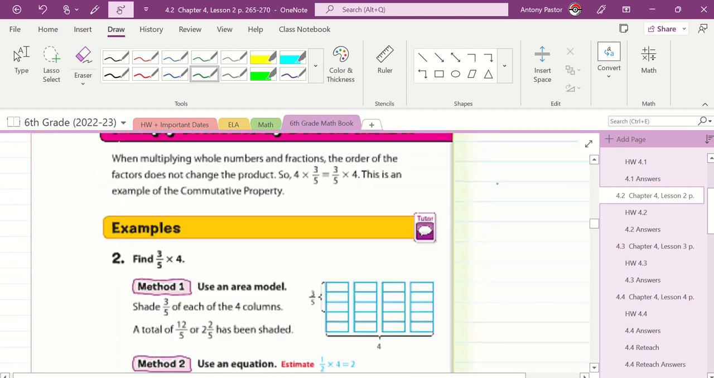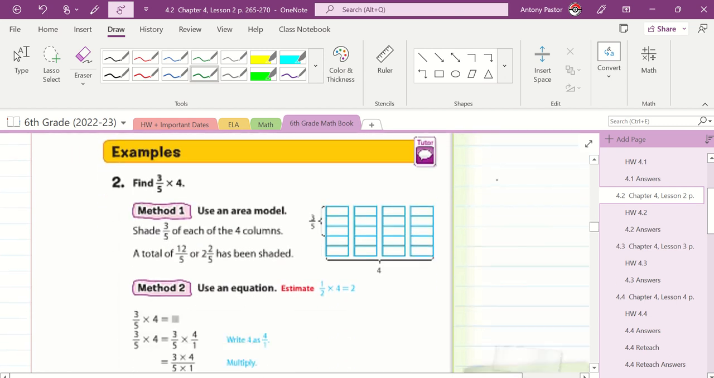Multiplying a fraction by a whole number. So, as we said, when we multiply a fraction by a whole number, the easiest way to do it is just to put the whole number over 1 and multiply across. This is showing us a different type of method. It's using an area model. Notice that we're multiplying by 3/5.